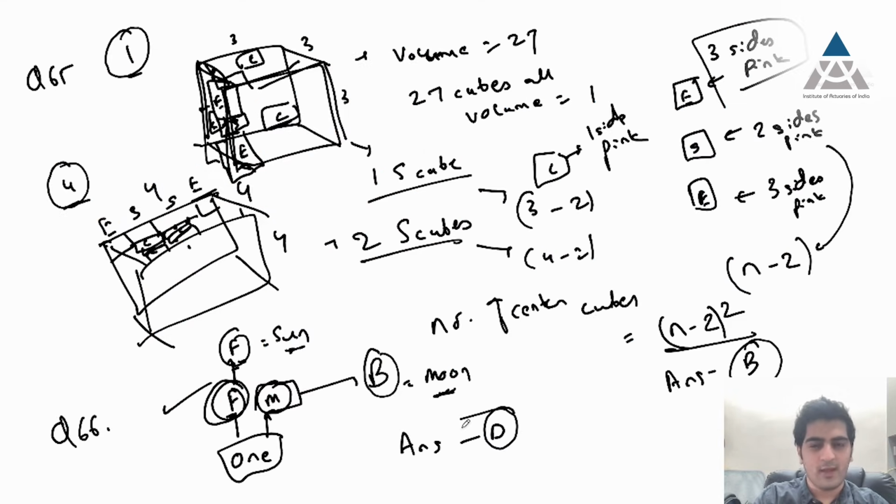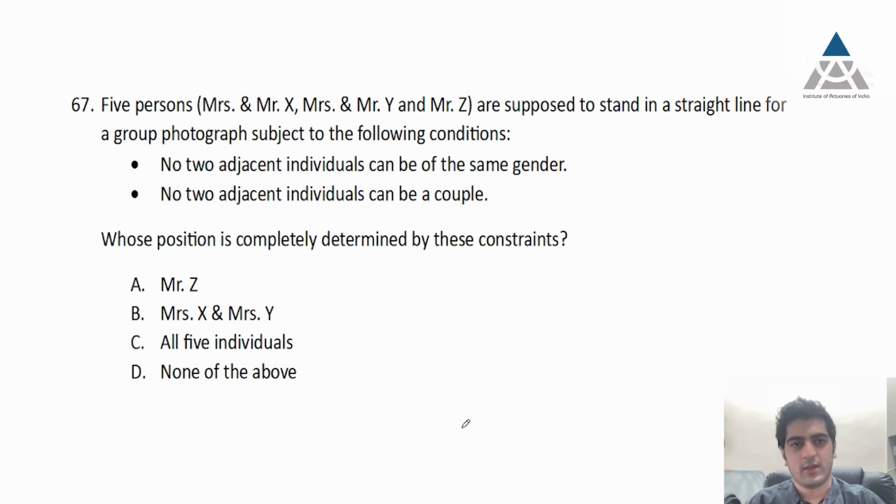Very good. So with that, now we move to the next question, question 67. So it says 5 persons, Mrs. and Mr. X, Mrs. and Mr. Y, and Mr. Z are supposed to stand in a straight line for a group photograph subject to the following conditions. So X, Y, and Mr. Z, 5 people, 2 females, 3 males. No 2 adjacent individuals can be of the same gender. No 2 adjacent individuals can be a couple. Whose position is completely determined by these constraints.